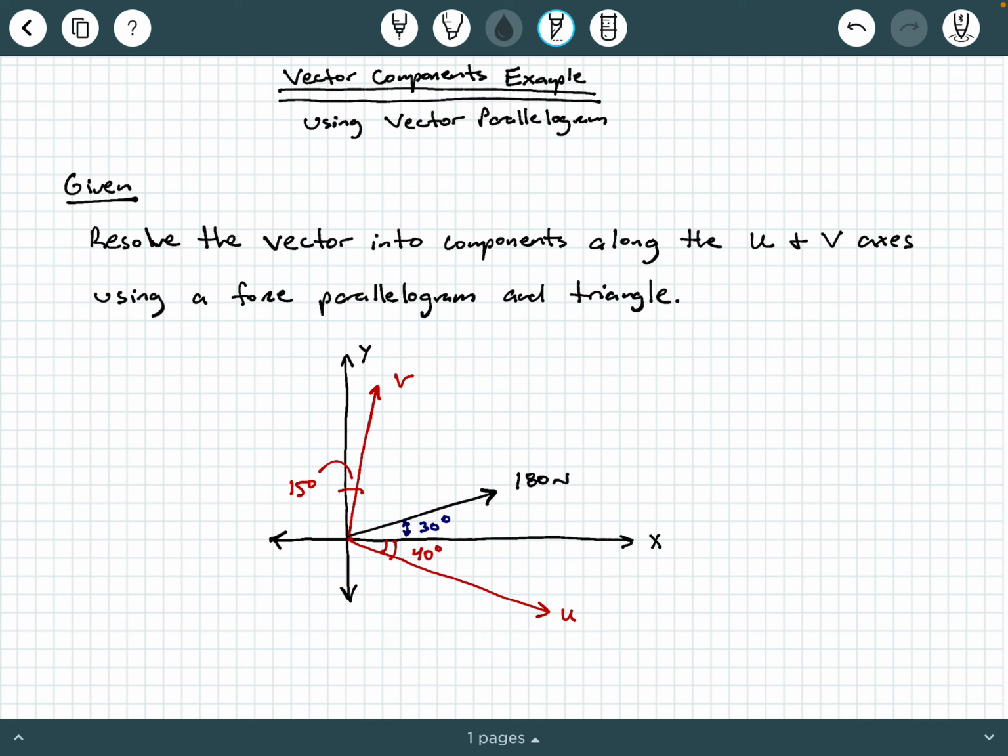We're being told to resolve the vector into components along the u and v axes using a force parallelogram and triangle. So let's take a look at what we're given here. We see that we have our regular Cartesian y and x axes, and we're given this vector coming out of the origin of 180 newtons at a 30-degree angle from the positive x-axis. Now, the two axes that we're interested in finding the components of this vector along are the v-axis here, which is at a 15-degree angle away from the positive y-axis, and the u-axis down here, which is at a 40-degree angle below the positive x-axis.